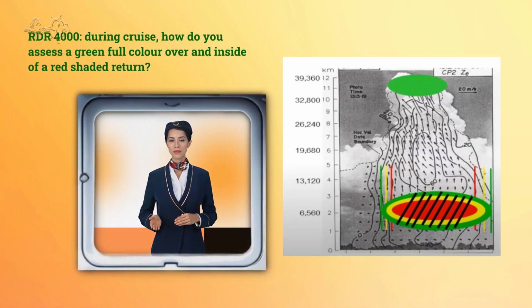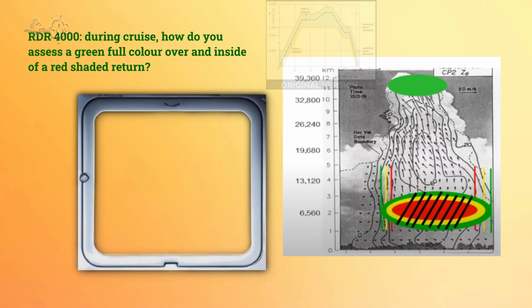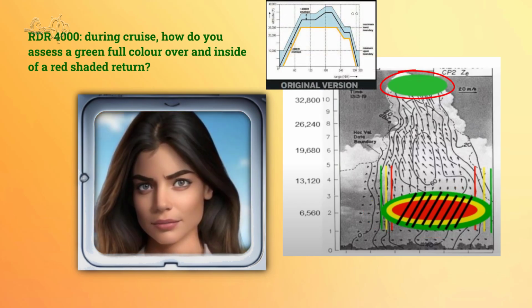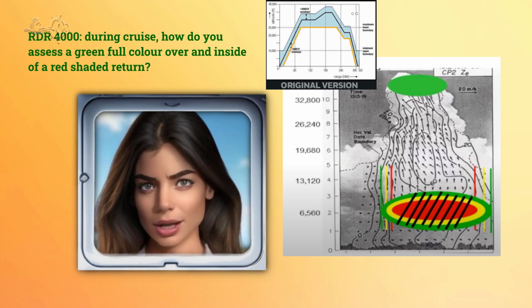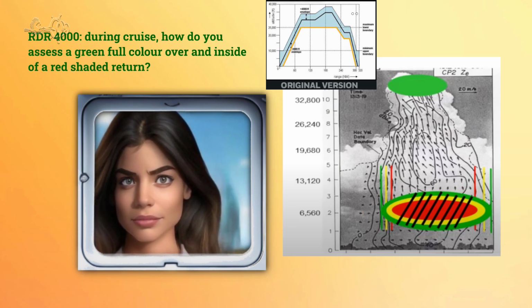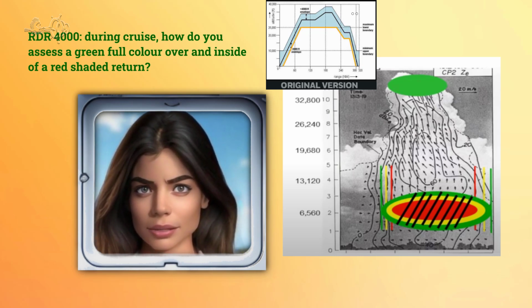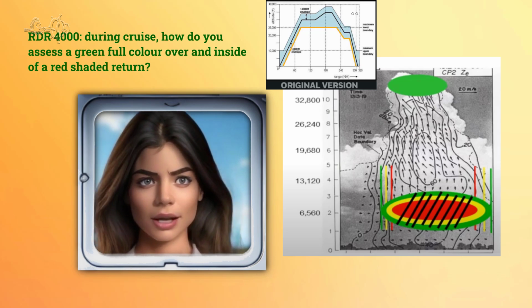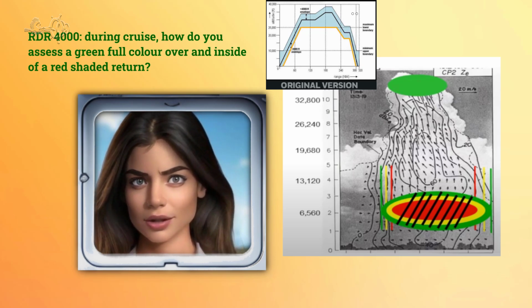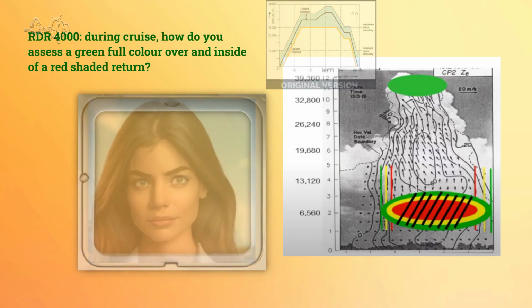Some specific shapes may appear using the RDR 4000 that we need to understand. For example, during cruise, how would you assess a green full color over and inside of a red shaded return? A green full color over and inside of a red shaded return may be indicative of a convective core, off-path, or below flight level 250, with its less reflective, yet potentially still convective area, above flight level 250, or on-path.